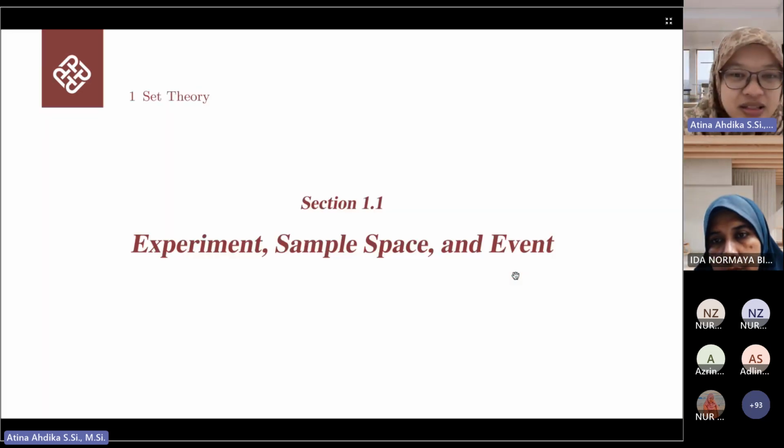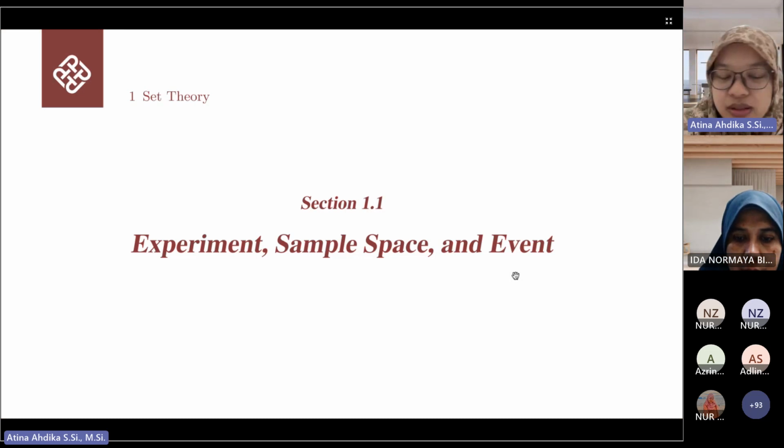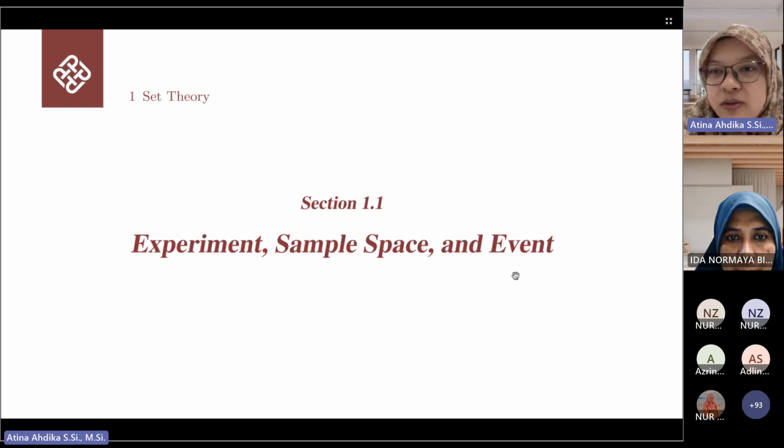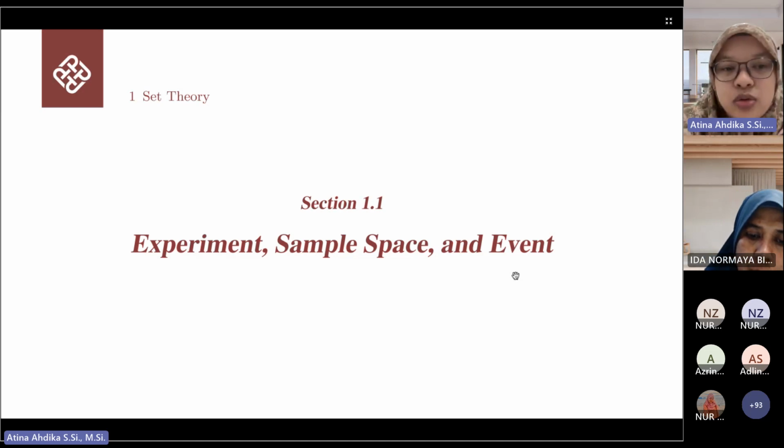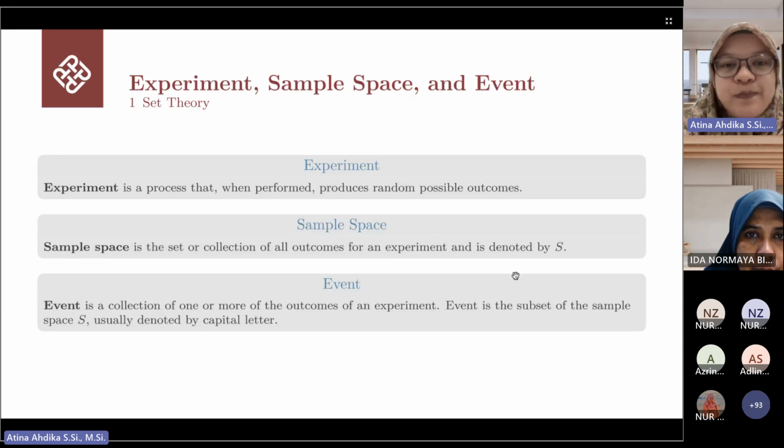Okay, so first, for the set theory, I will give you some explanation about some terminology in statistics in set theory. First is the experiment, and then sample space and event. I don't know whether you get these materials in class, but I think it is important for all statisticians to know what experiment, sample space and event are.